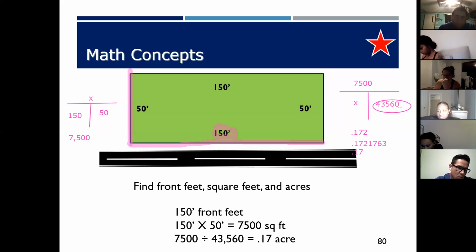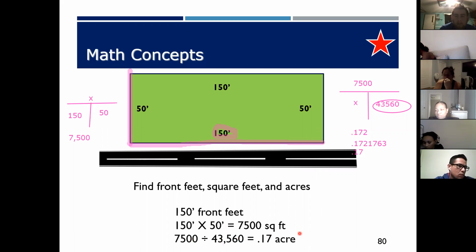Did you divide to get that last answer? 7,500, and it's down here too. 7,500 divided by, in our T-bar, the back fourth line means divide. So 7,500 divided by 43,560. Or if you're not liking the T-bar, we got it spelled out down here for you too. So 7,500 divided by 43,560.